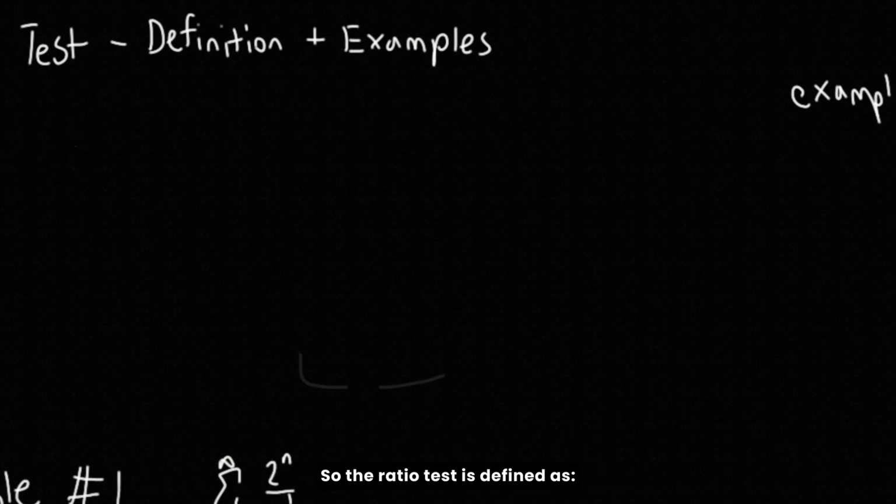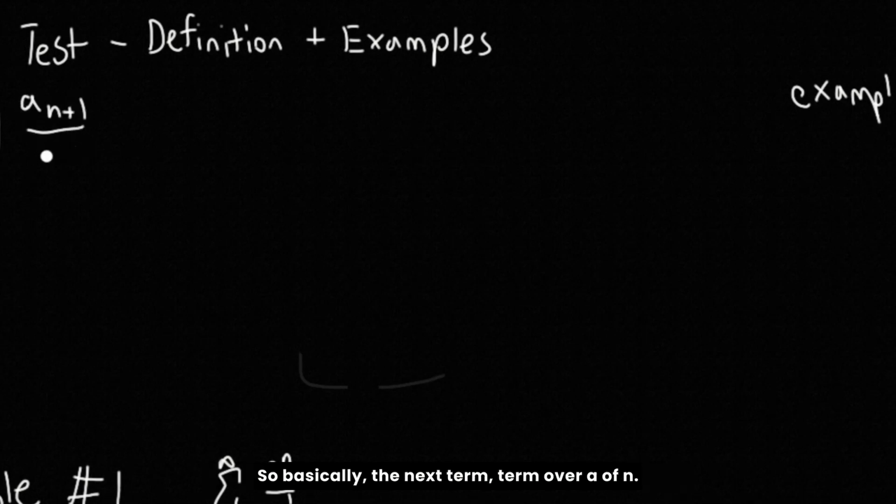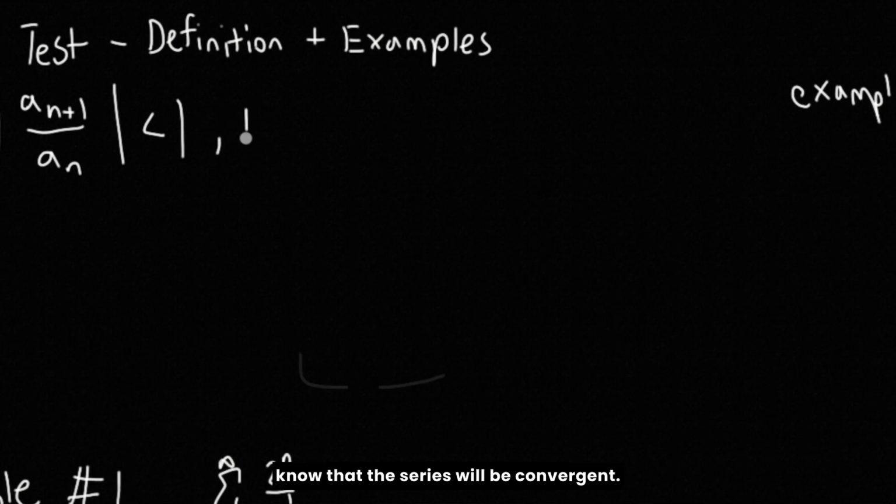So the ratio test is defined as follows. If you have the limit as n approaches infinity of the absolute value of a of n plus 1, the n plus 1 term, so basically the next term, over a of n, and it's less than 1, then we know that the series will be convergent.